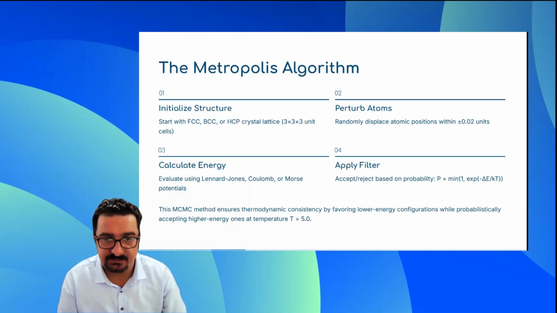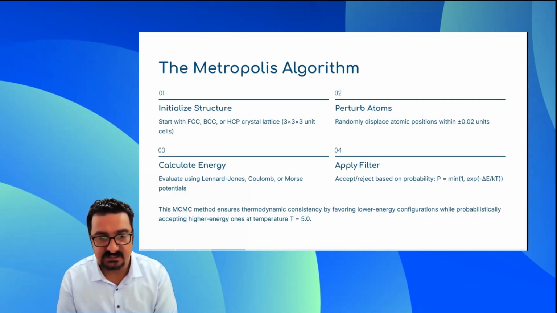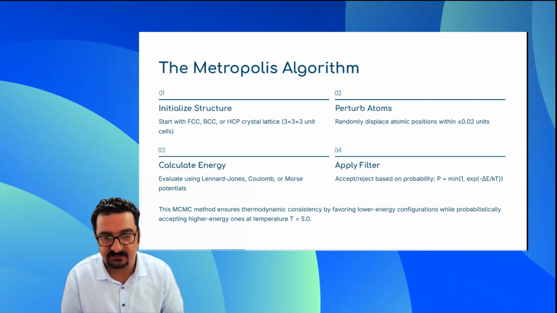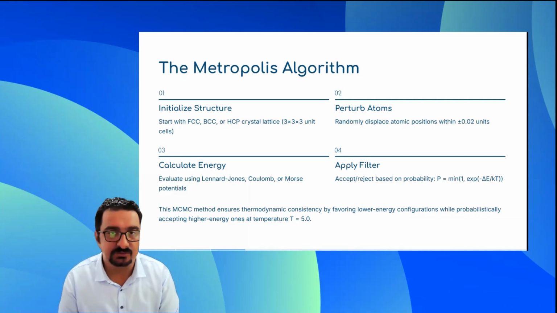The Metropolis acceptance criterion is applied using the probability expression, where delta E is the energy difference between the current and proposed configuration, k is the Boltzmann constant, and T is the system temperature. This probabilistic rule favors energetically favorable configurations while still allowing occasional acceptance of higher energy states, ensuring realistic thermodynamic sampling. A temperature value of 5 is chosen to balance exploration and convergence, and it allows the system to escape the local energy minima while still favoring lower energy configurations, maintaining thermodynamic consistency throughout the simulation.